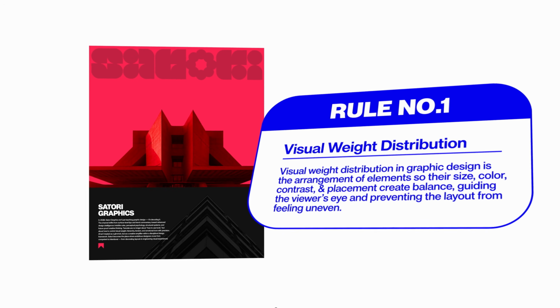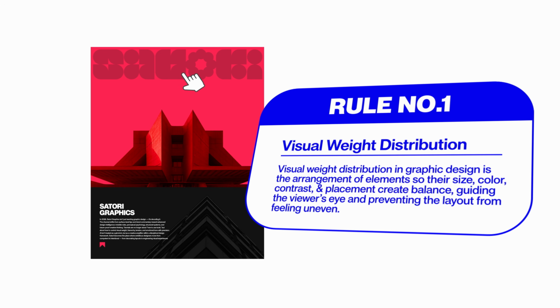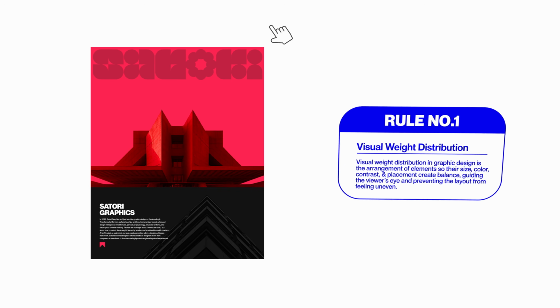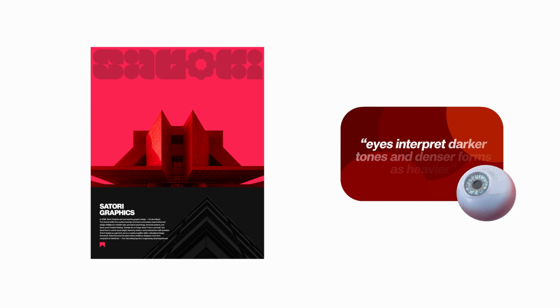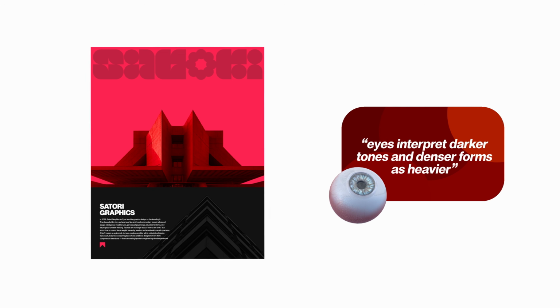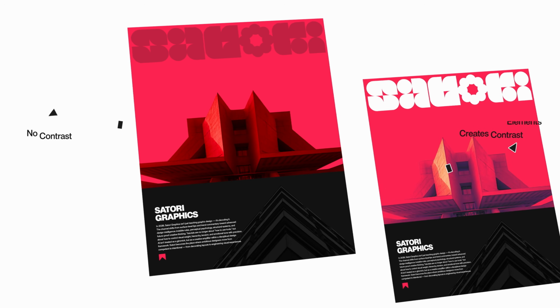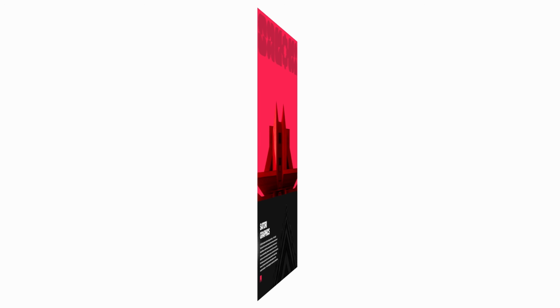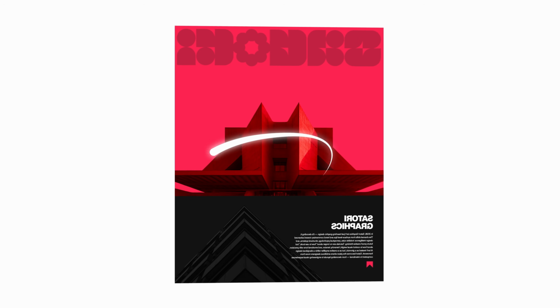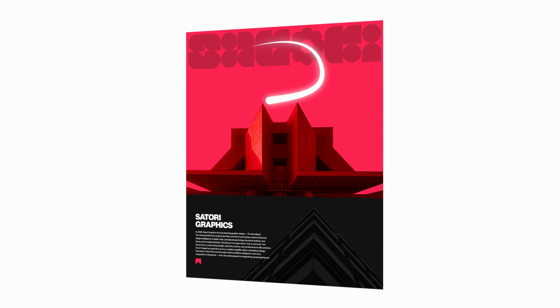So for example, if I change this design so that two of the elements are darker, the design now feels heavier. It has a heavier vibe to it. Our eyes interpret darker tones and denser forms as heavier. So small contrast shifts redistribute visual gravity across the canvas. And if you don't control the weight intentionally, the composition will control the viewer's attention for you. And so now maybe the viewer's eye begins at the bottom instead of at the top.